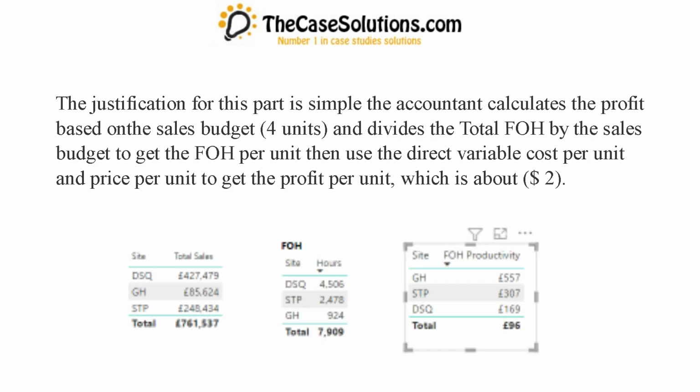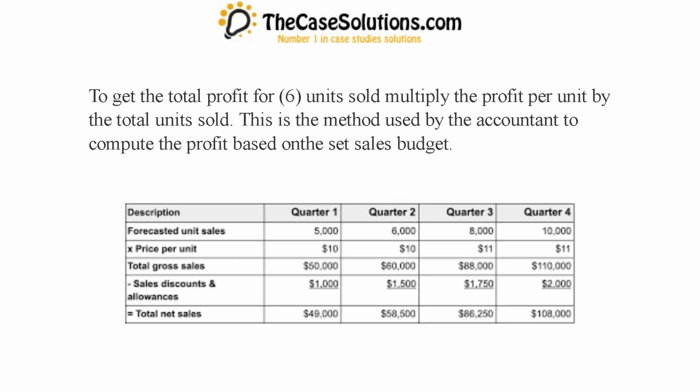10 points. The justification for this part is simple. The accountant calculates the profit based on the sales budget, 4 units, and divides the total FOH by the sales budget to get the FOH per unit, then uses the direct variable cost per unit and price per unit to get the profit per unit, which is about $2. To get the total profit for 6 units sold, multiply the profit per unit by the total units sold. This is the method used by the accountant to compute the profit based on the set sales budget.